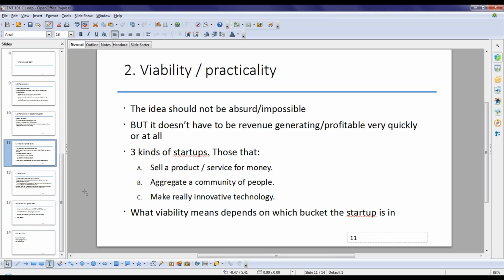The second option, aggregate a community of people. These are very common. One example would be TripAdvisor. You guys are familiar with TripAdvisor, the website. It's a review site. You can log on to it.